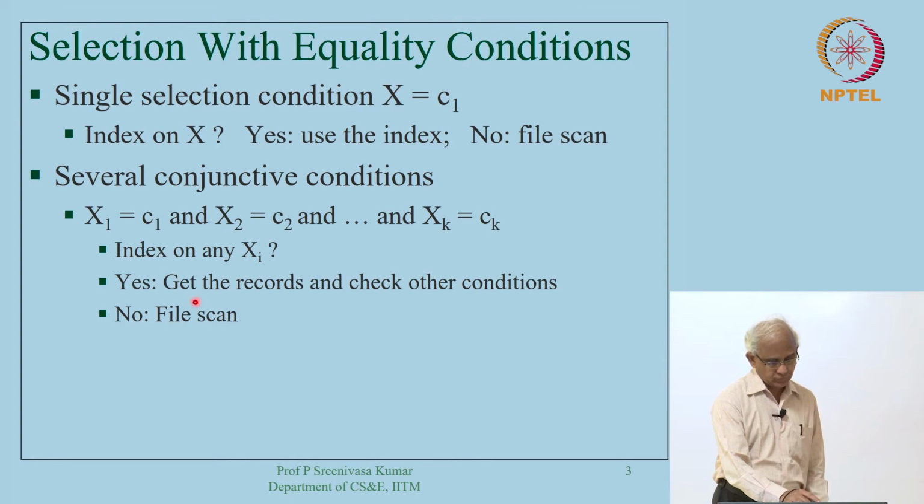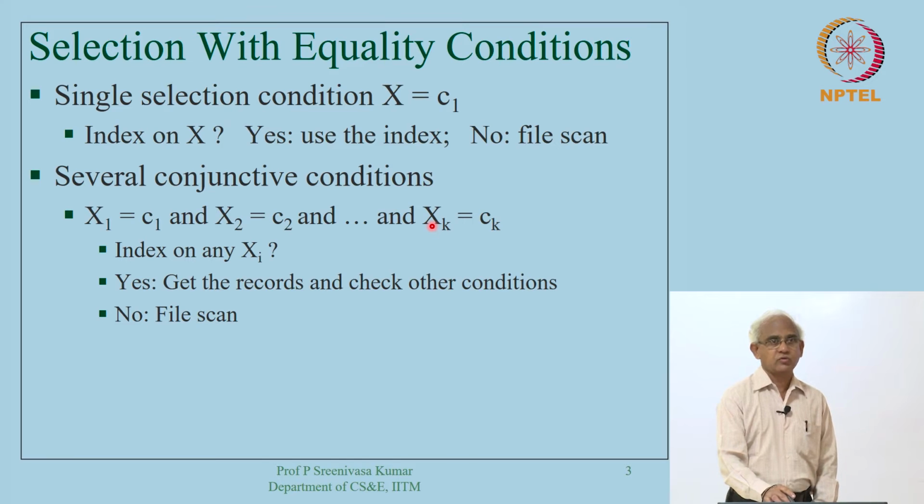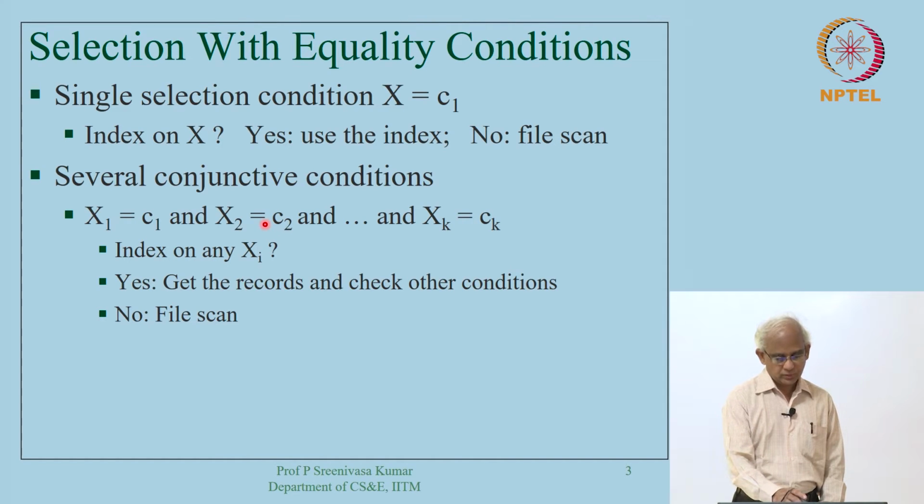So, no file scan will be required in case there is an index on any one of these attributes. Since there are many, it is likely that you will have an index on one of them, and so we can make use of it. Of course, if you have indexes on more than one of them, then you have a choice also. You can choose the index that has the better depth, in the sense that the average expected number of disk accesses using that index is low. Like for example, if a hash index exists, then you can make use of the hash index.